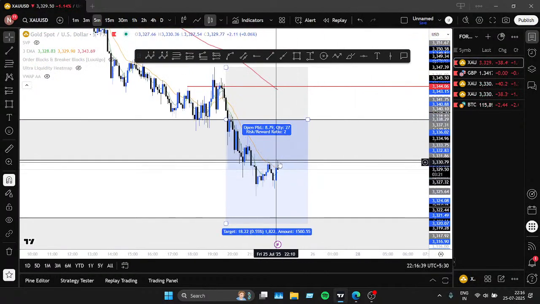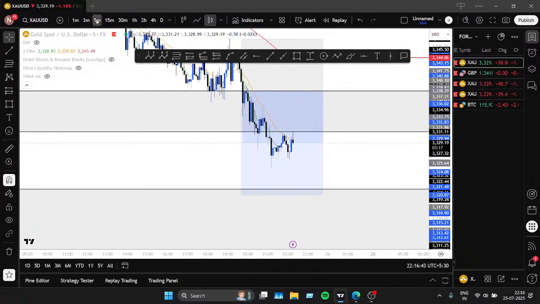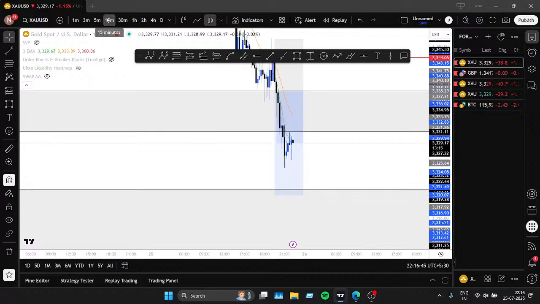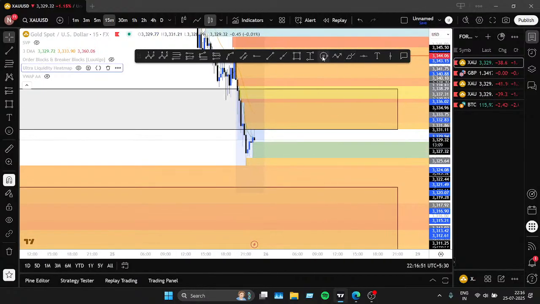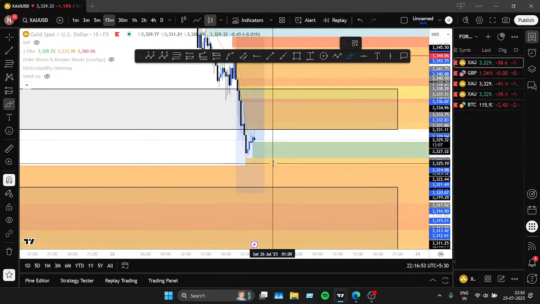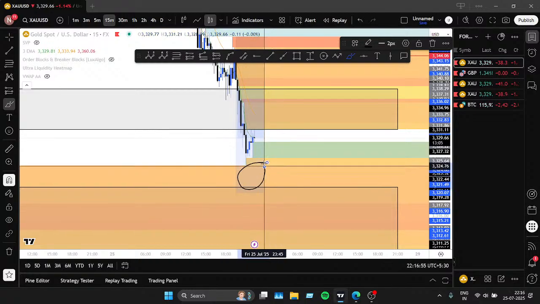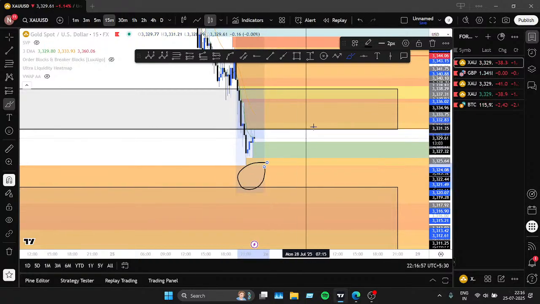Looks like gold has done a liquidity sweep right here, giving us a reaction to the downside. Okay, and if I turn on the liquidity heat map, there's still liquidity lying below us, right? All those liquidity. So market could fill those too.